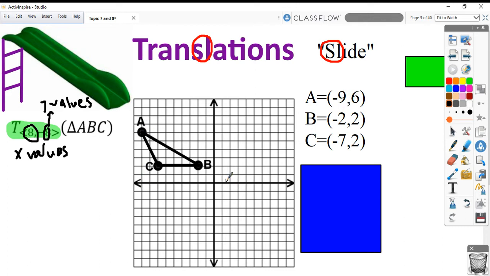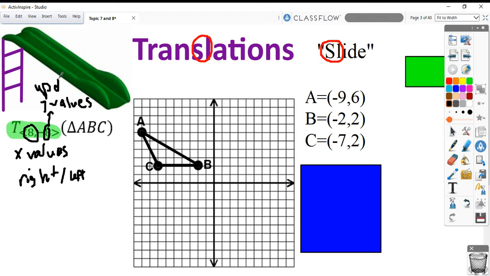So that's where our point was: 9 units to the left of the origin and 6 units above the origin. When we look at these two numbers right over here, this one has to do with your right and left movement, your horizontal, your lateral movement. And this number up here, the second number, has to do with your up and down movement.